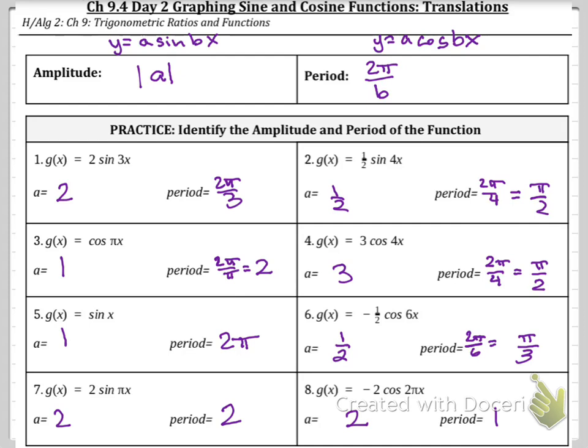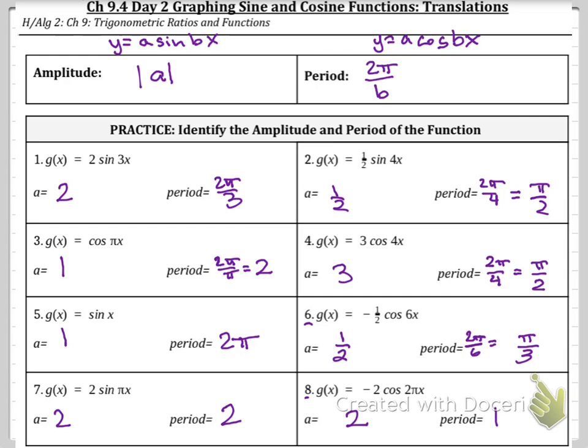So here are the answers for all of these practice problems. Notice that for number 6 and number 8, the amplitude is positive. The amplitude is not negative. Remember that it's the absolute value of that. So it's positive a half, and this one is 2. We just want to find the amplitude. The negative tells us something else.